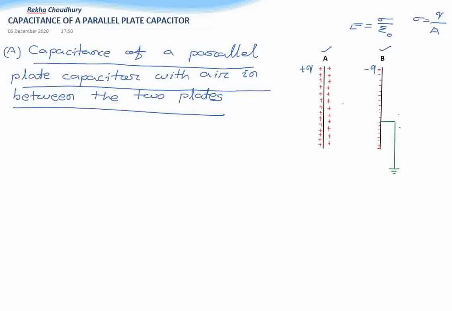The direction of the electric field is along this direction. There is a uniform field inside the two plates of the capacitor, and the magnitude of the field is E equal to sigma by epsilon naught, and this is the direction of the field. Now let us start our derivation.